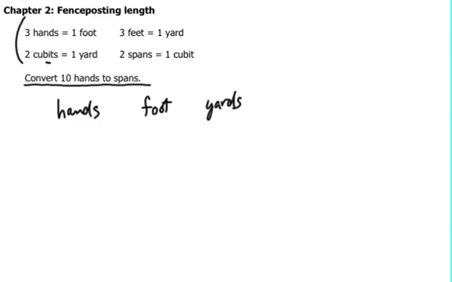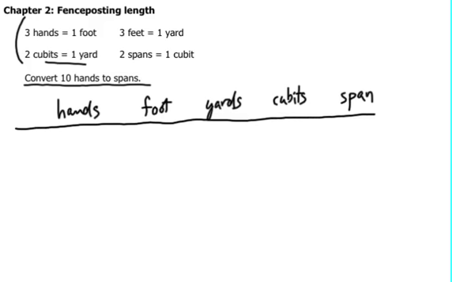And down here it says that 1 yard equals 2 cubits, so I can convert to cubits next. And finally I have that 1 cubit equals 2 spans. Okay, so that is my unit map. I know that I have all of the conversion factors that I need in order to go from hands to feet to yards to cubits to spans. So writing them out in that order is called making the unit map.